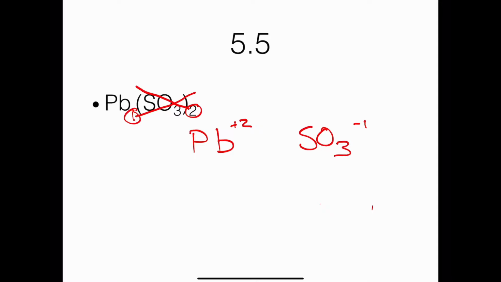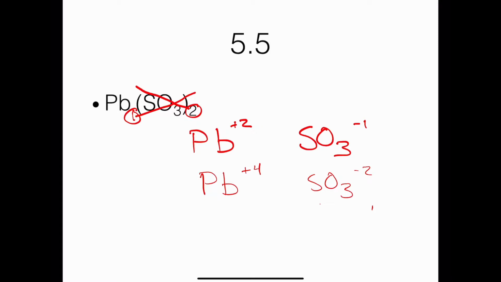So what we see here is that SO3 has a negative 1 charge. We know that's not the case because we know SO3 has to have a negative 2 charge. So if that's the case, we had to multiply that charge by 2. We have to do the same thing to our cation, which means lead ends up with a positive 4 charge.